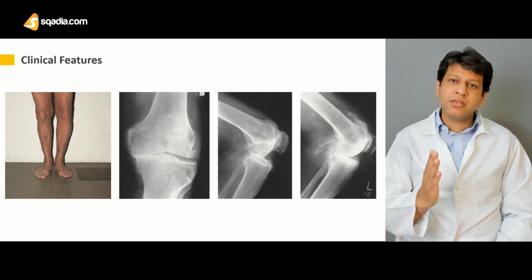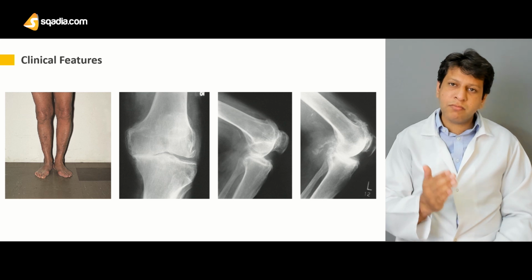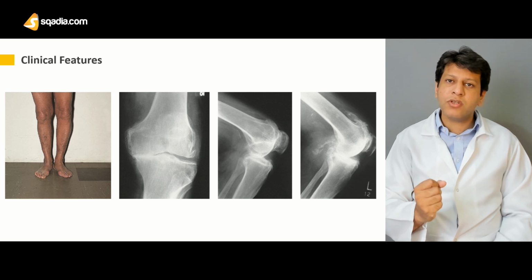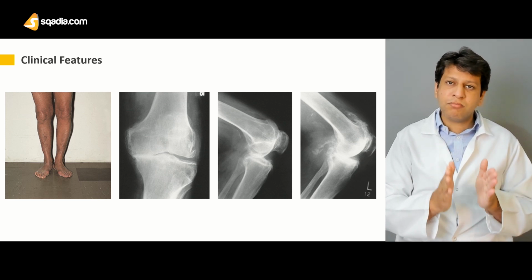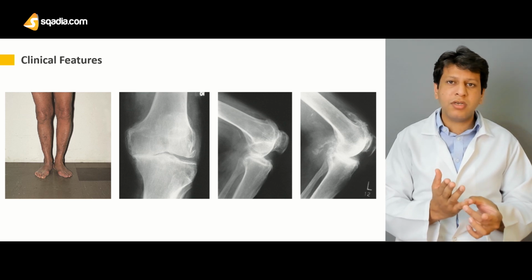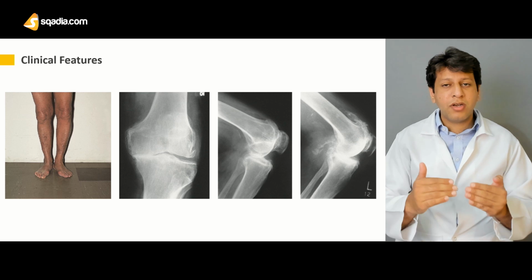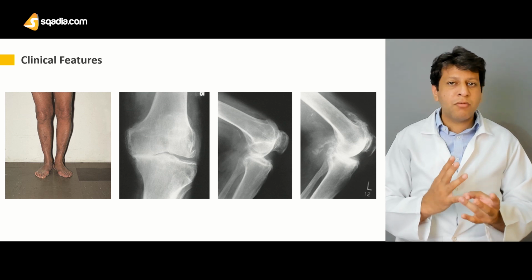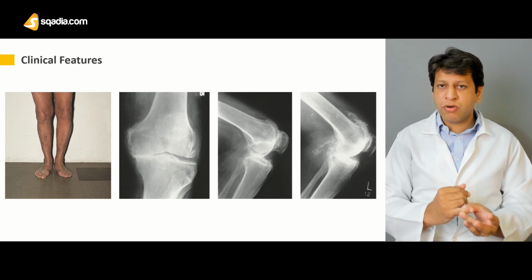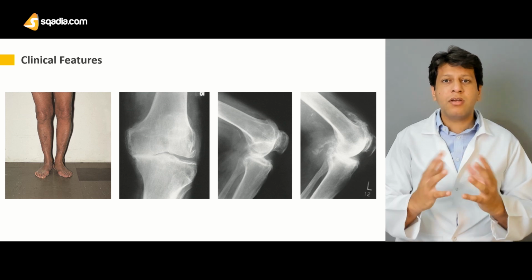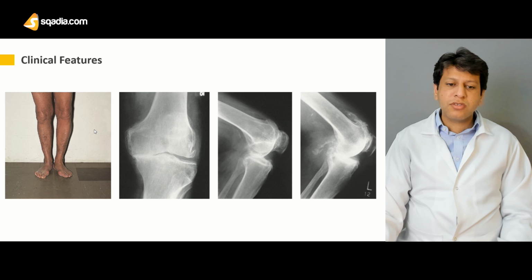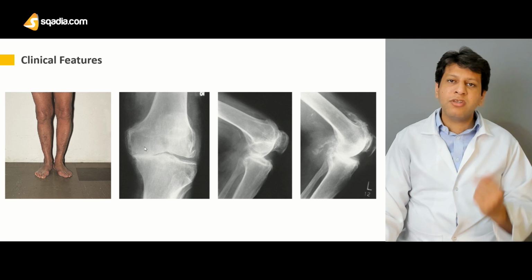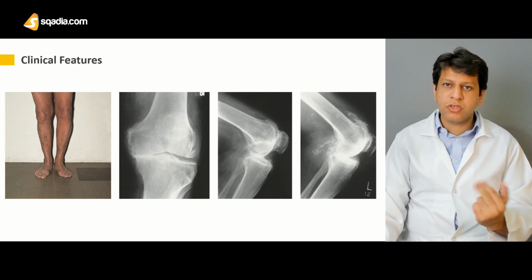In grade 2, there is definite joint space narrowing, there is some formation of osteophytes, and some degree of reactive changes as well. In grade 3, there is moderate osteophyte formation, definite joint space narrowing, with definite reactive changes as well. And when it comes to grade 4, this means markedly reduced joint space, large osteophyte formation, and massive reactive changes as well. The reactive changes are seen around the joint space as well as in the subchondral bone, which includes subchondral sclerosis and subchondral cysts.